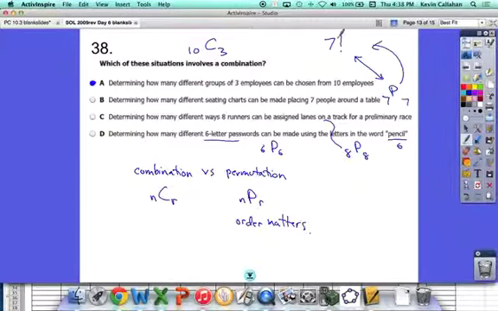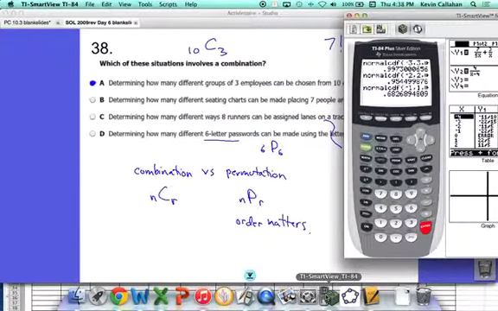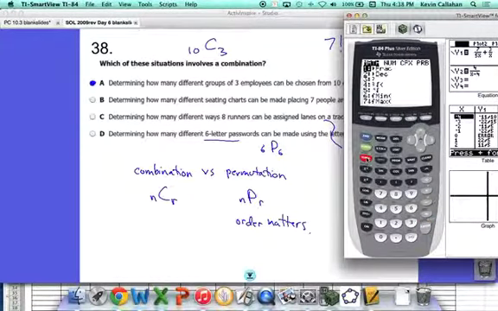Now, all 3 of those, combinations, permutations, factorials, are found in the calculator, in the math menu, and then you go to the PRB, which is right here. And there they are, 2, 3, and 4. We weren't asked to find how many different groups of 3 employees can be chosen from a group of 10, but if we were, we would enter it in the calculator like this.